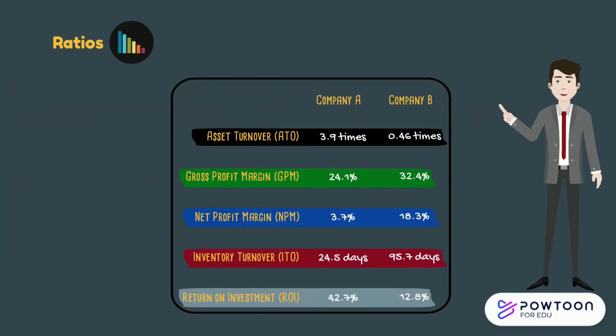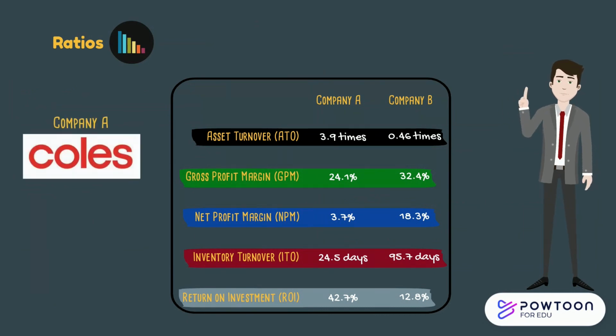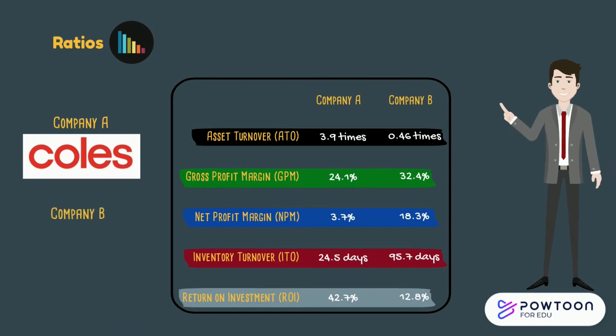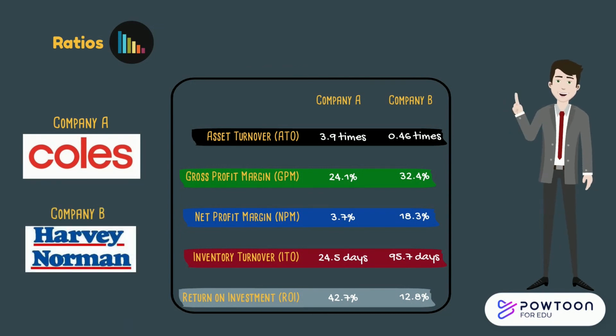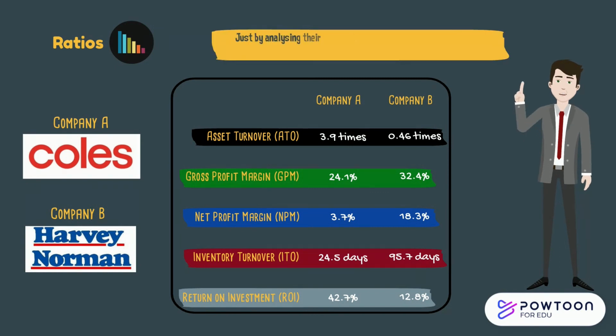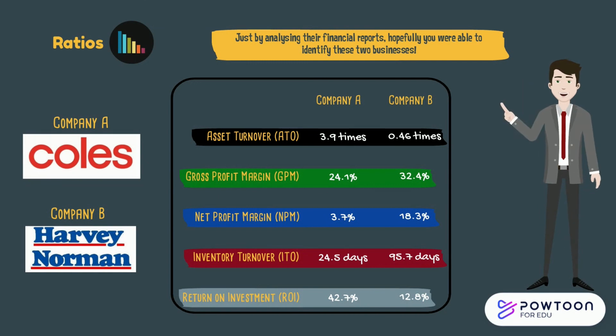So, were you able to guess what the two companies are? Well, if you chose Company A, you'd now be a shareholder of Coles. If you picked Company B, you would have invested your money into Harvey Norman. Just by analysing their financial reports, hopefully you were able to identify these two businesses.